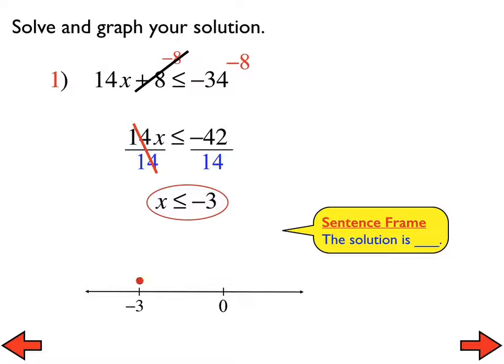And is my arrow going to the left or the right? Left. Good. Less than or equal to would go to the left side. That's where the numbers that are smaller than -3 lie. Any questions about number 1? All right. This was one that you already knew how to do. We learned this problem already.